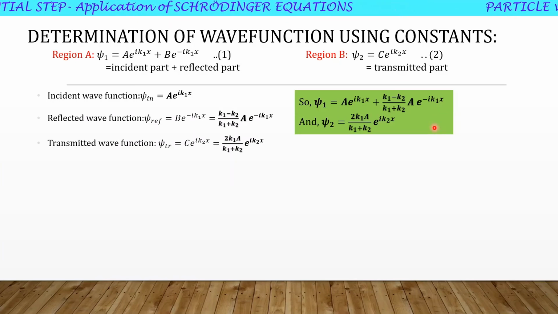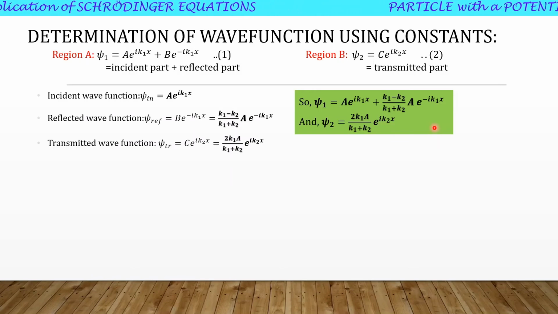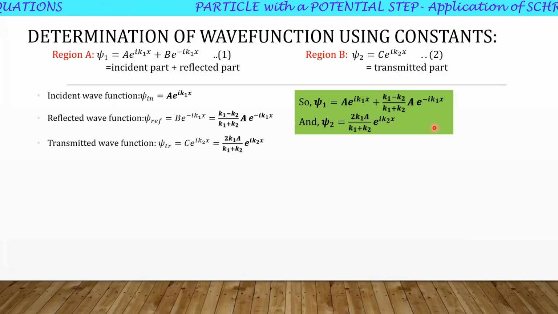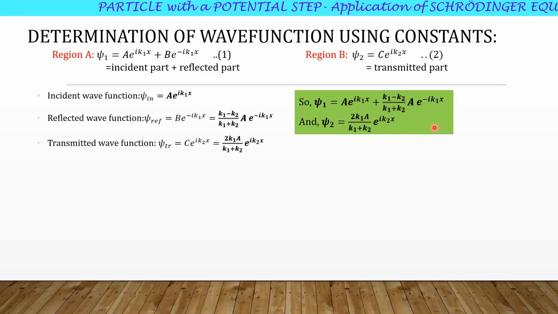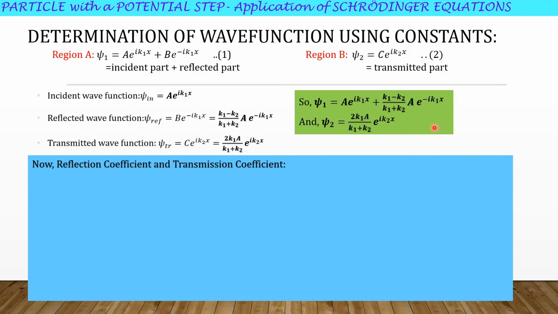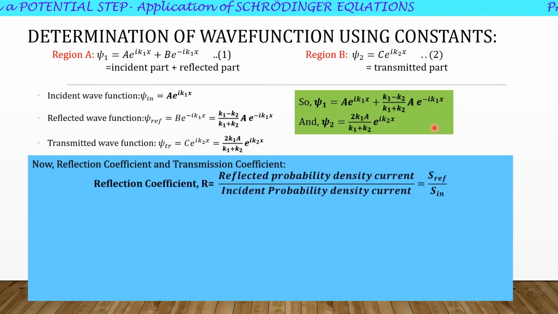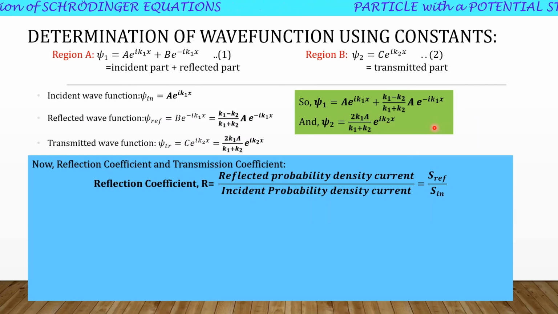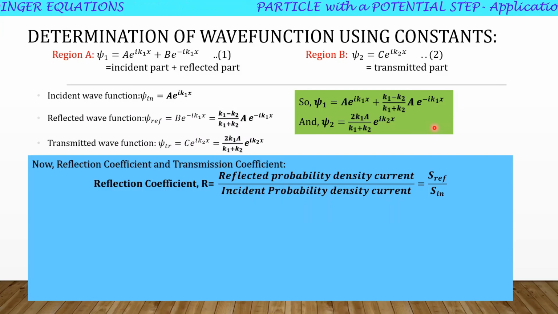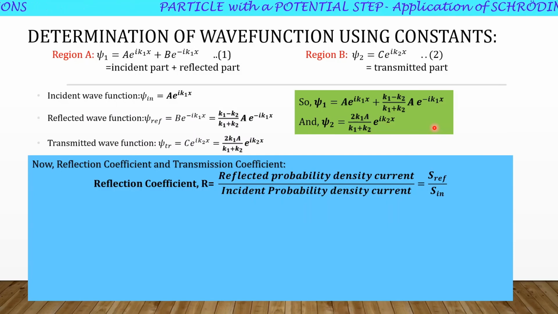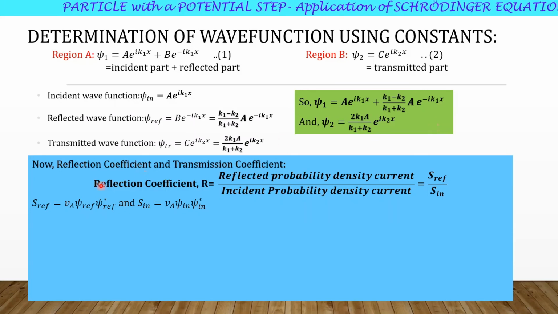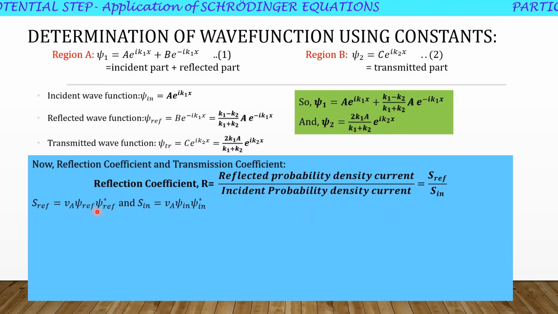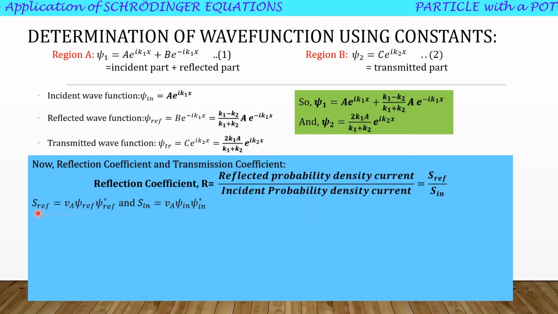Now you see, classical mechanics says that when a wave hits a potential step, then along with transmission, reflection also occurs. So in order to validate this point, I calculate the reflection coefficient and the transmission coefficient. By definition, the reflection coefficient can be written as the reflected probability density current divided by the incident, which is the total probability density current. And the reflected probability density current can be written as the product of velocity in region A and the probability density psi star psi, where psi is the wave function and psi star its complex conjugate. Its product with velocity gives us the reflected probability density current.